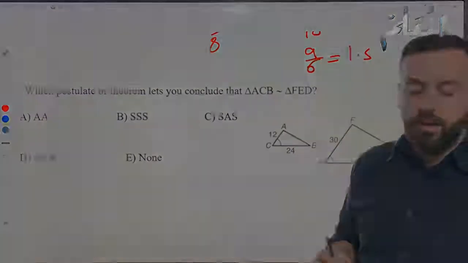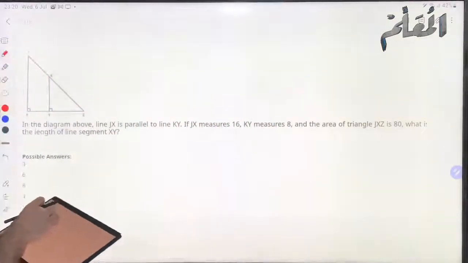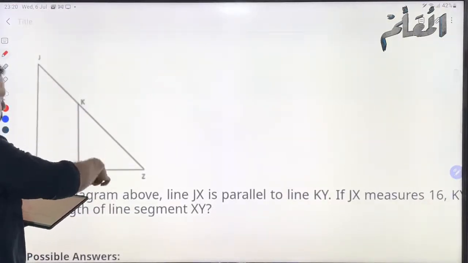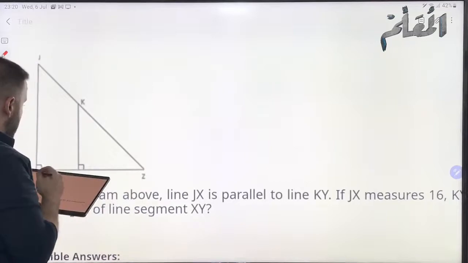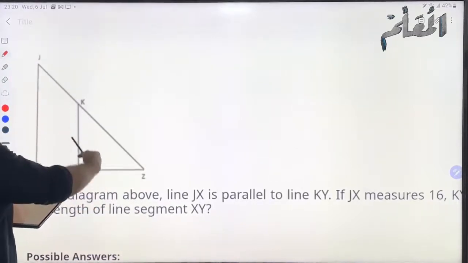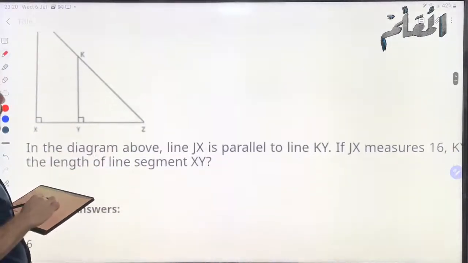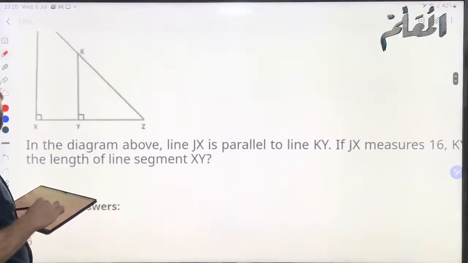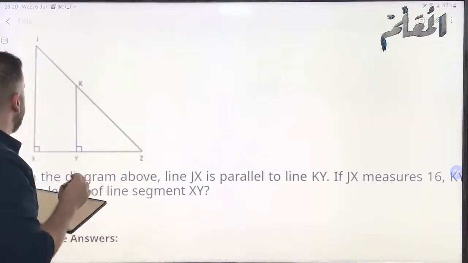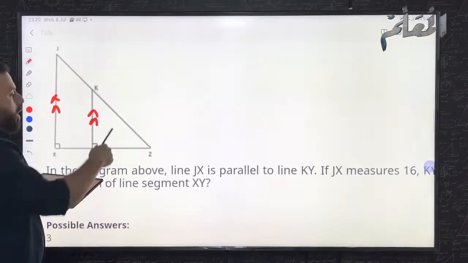Let's go for question 3. Okay guys, here we have question 3. Let's check the drawing. Okay, this is J, X, K, Y, and Z. Okay, fine. We have 90 here. So J, X, K, Y, and Z. Please draw it before I start. So the question in the diagram: line JX is parallel to line XY. So those lines are parallel. Okay, fine.